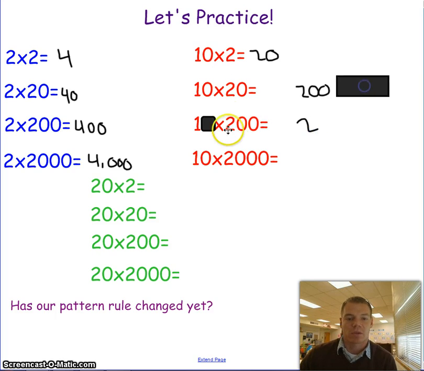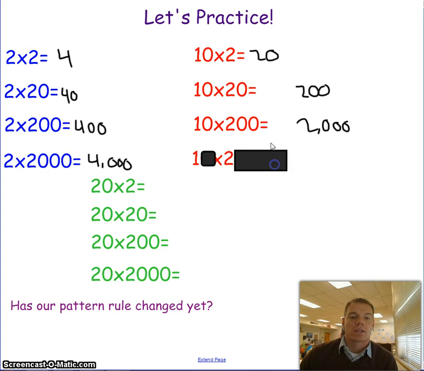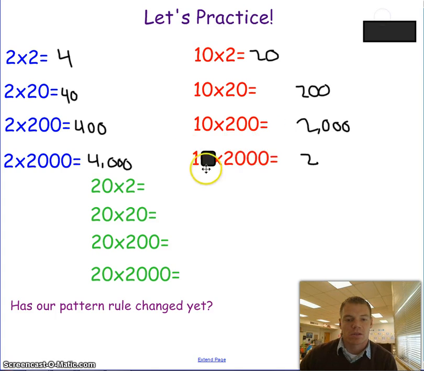Again, we're covering up those zeros with our fingers. And then we count the zeros that we covered up. 1, 2, 3. So in this case, we'd add 3 zeros at the end. So our answer is 2,000. And then finally, 10 times 2,000. We cover up the 0 there. We cover up the 0 there. 1 times 2 again is 2. We uncover the zeros. 1, 2, 3, 4. So our answer is 20,000.